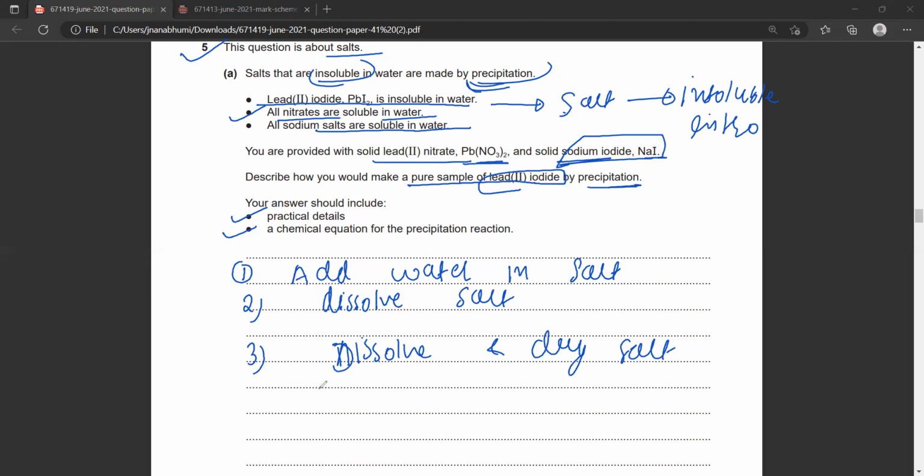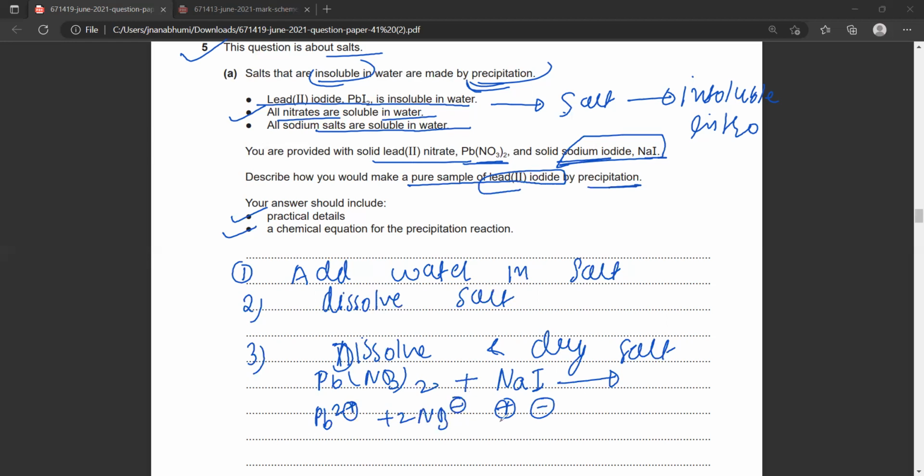Suppose lead nitrate, Pb(NO3)2, right, with sodium iodide, NaI, right? So this will be Na plus and this will be I minus. This will be Pb2 plus, this will be 2NO3 minus.